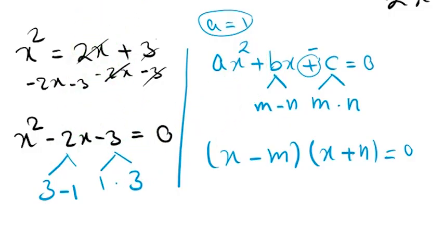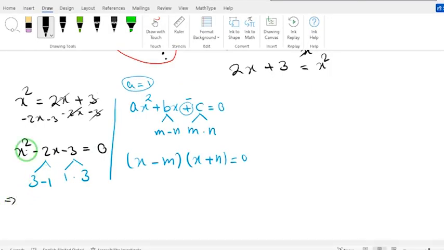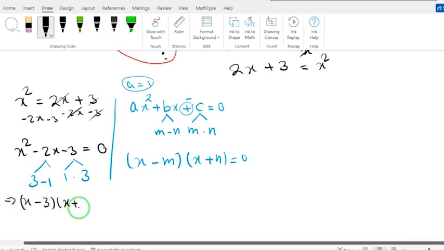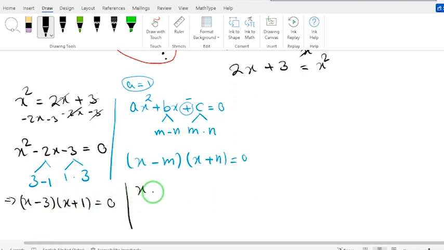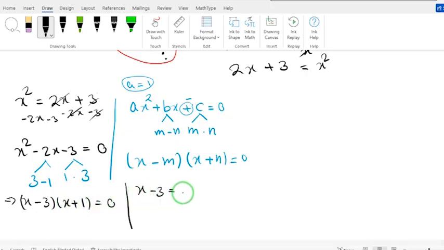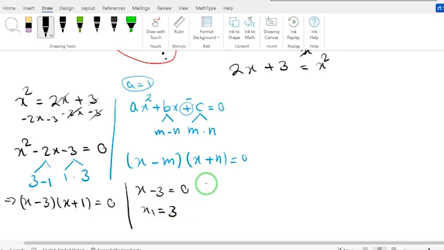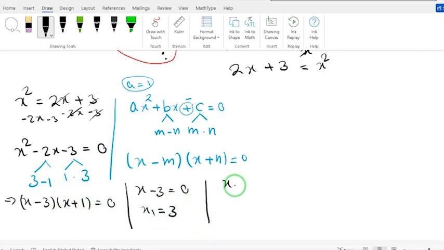Now we can use this method, and we can write x minus 3 multiplied by x plus 1 equal to 0. Then we set each of the factors equal to 0. x minus 3 equal to 0, so the value of x1 is 3, and the same for x plus 1 equal to 0, and x2 is equal to minus 1.